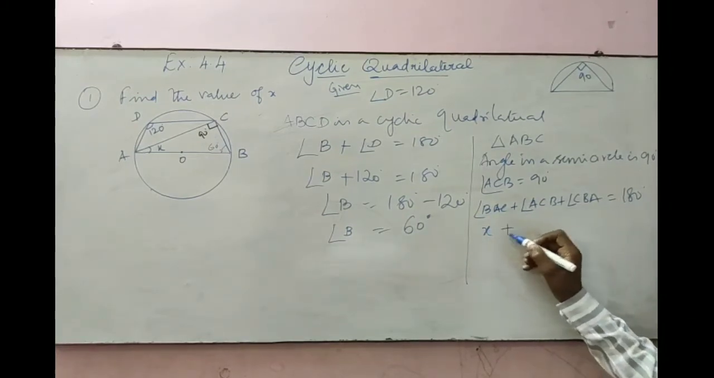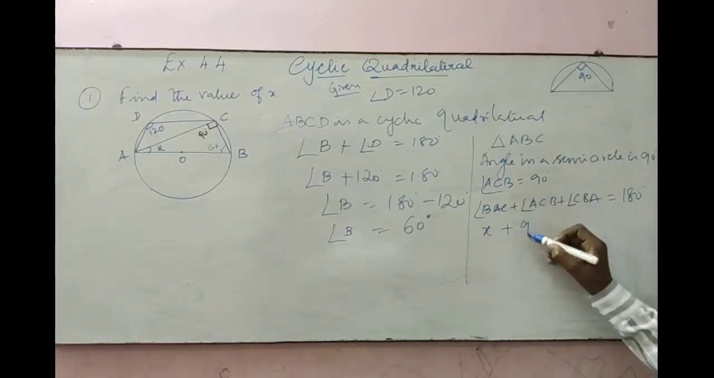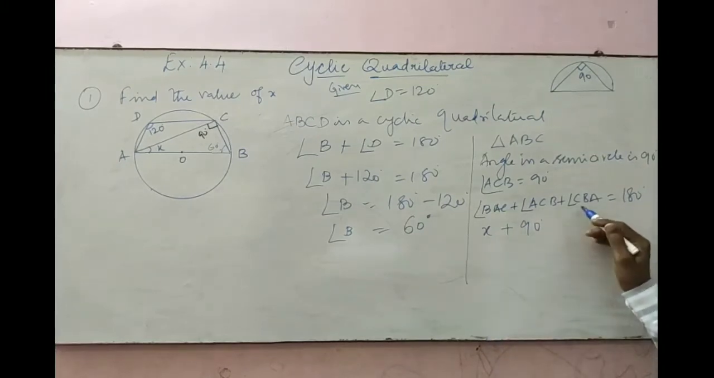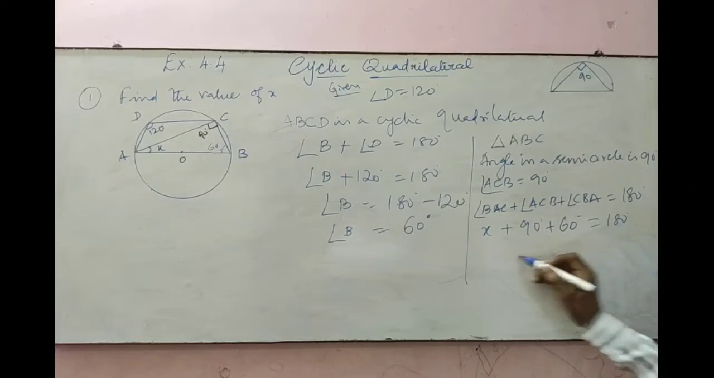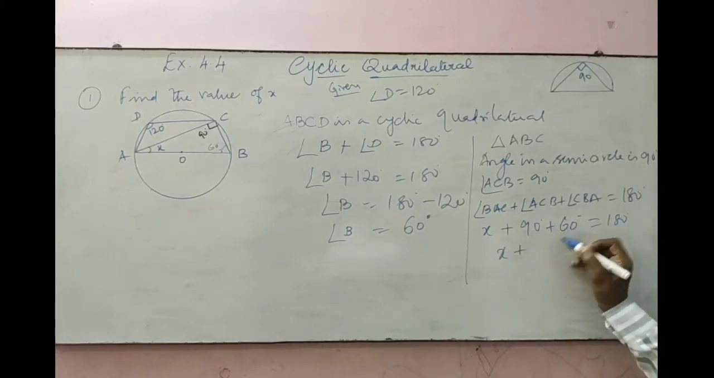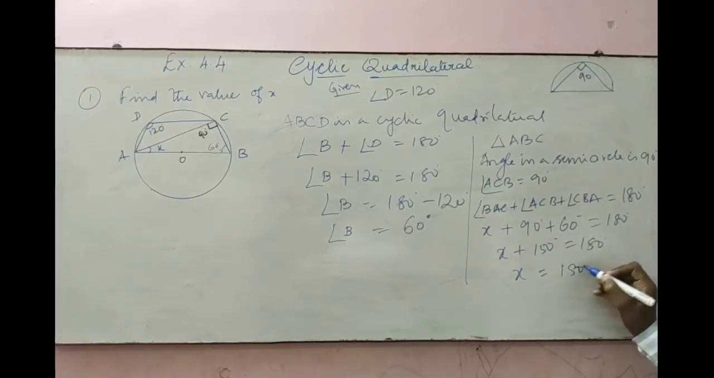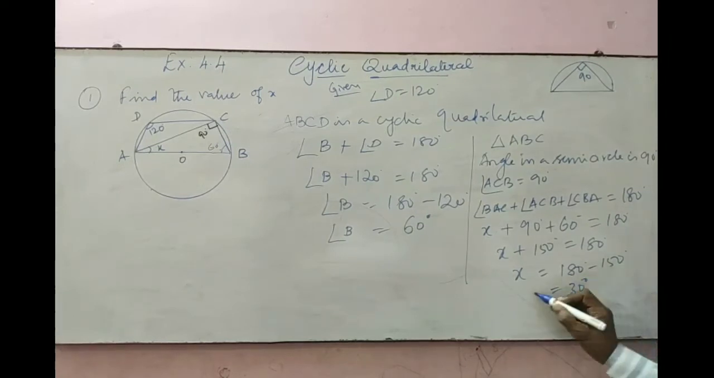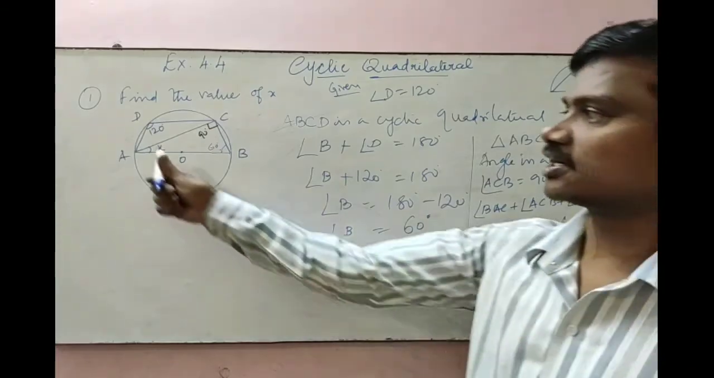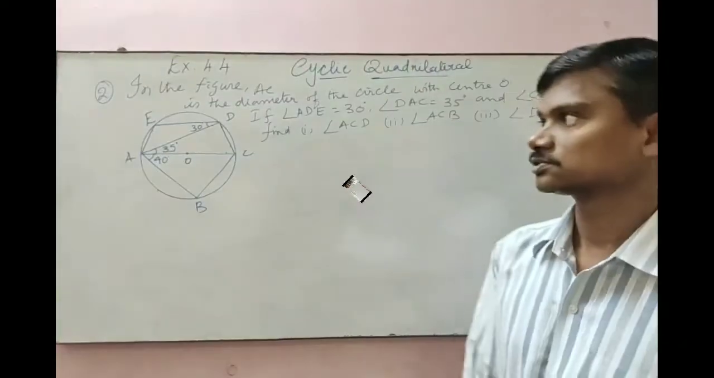So x plus ACB, which is 90 degrees, plus the value of CBA as 60 degrees, equal to 180. 90 plus 60 gives 150 degrees. If we transpose this 150 to the right side, you will get 180 minus 150, that is 30 degrees. So the value of x is angle 30 degrees.